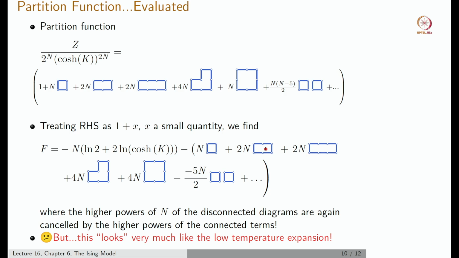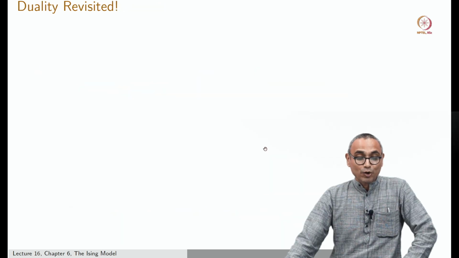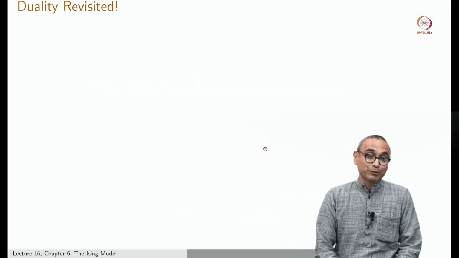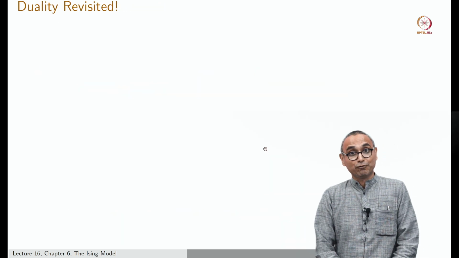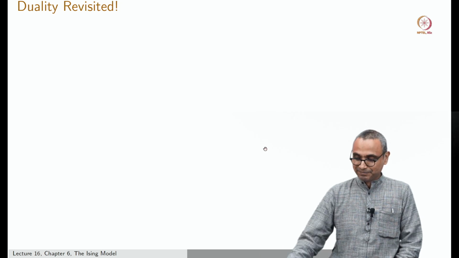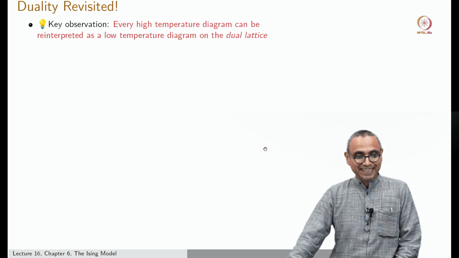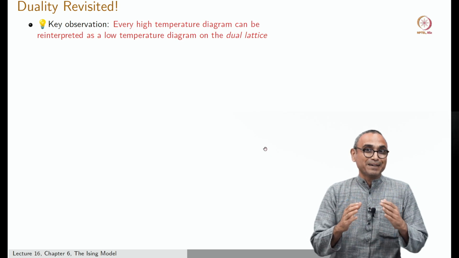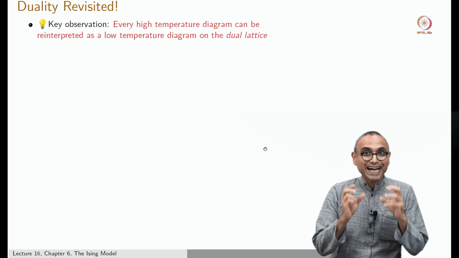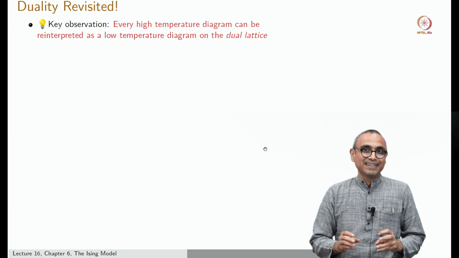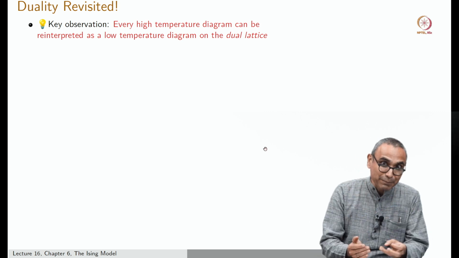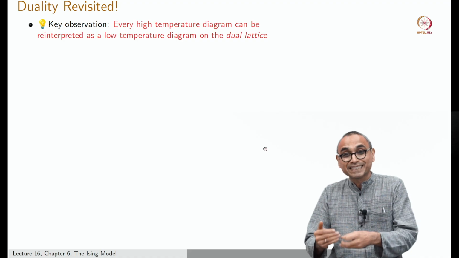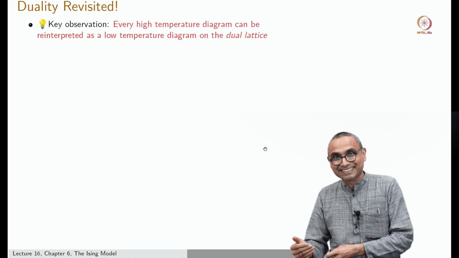So is this an accident or is there something deeper here? In this slide, I'm going to submit to you that there is something much deeper and far more interesting here. So what is that? Here is the main message. Every high temperature diagram can be reinterpreted as a low temperature diagram in the dual lattice.